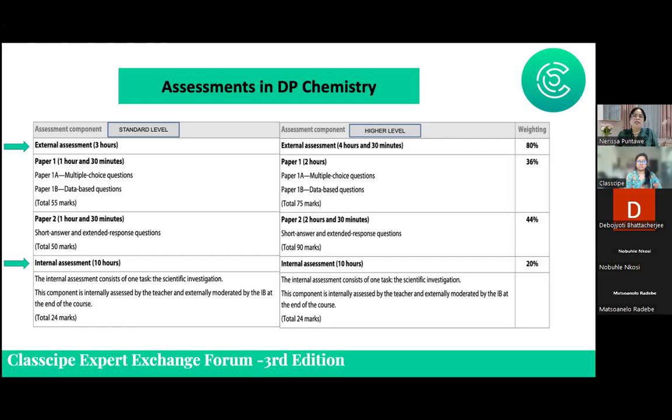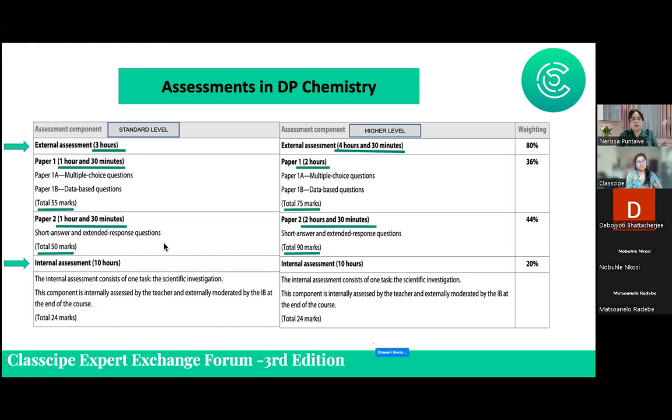For those who are new with this curriculum, external assessment is different from the internal assessment. An external assessment would comprise the written exams, which the students have to take in May. And the internal assessment is done all throughout the course. They could start doing it from year 11, and then they will submit their work in year 12. Okay.